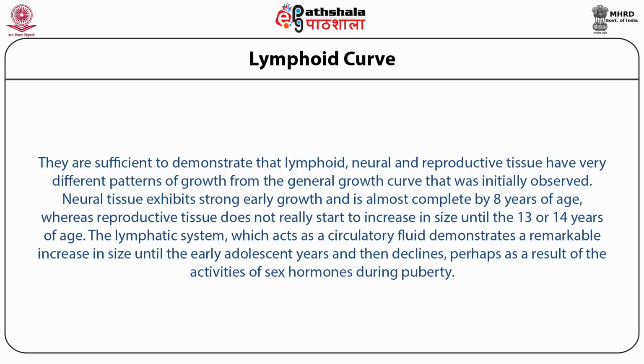Neural tissues exhibit strong early growth, which is almost complete by 8 years of age, whereas reproductive tissue does not really start to increase in size until 13 or 14 years of age. The lymphatic system, which acts as circulatory fluid, demonstrates a remarkable increase in size until the early adolescent years and then declines, perhaps as a result of the activities of sex hormones during puberty.